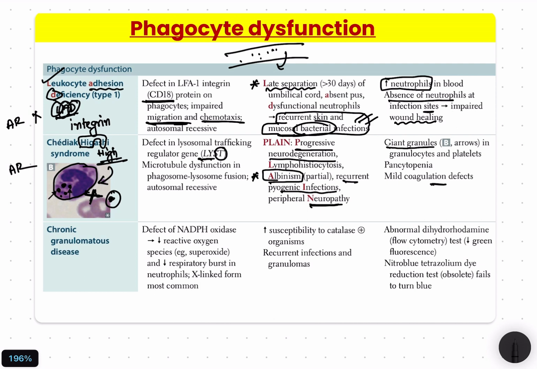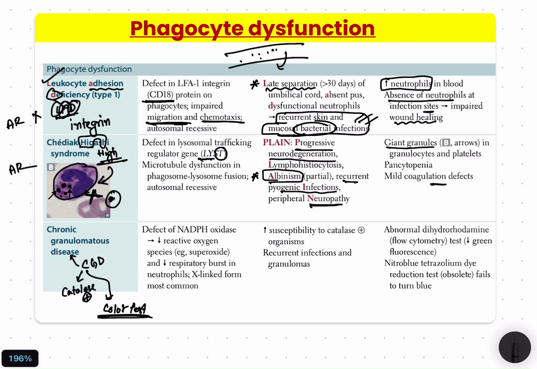Okay. Next is chronic granulomatous disease. So C4, you can remember, there is increased risk with catalase positive organisms like Staphylococcus aureus, Nocardia, Candida, Serratia, etc. C4, you can also remember, that is chronic granulomatous disease, CGD. C4, you can also remember the color tests, like what we can do.